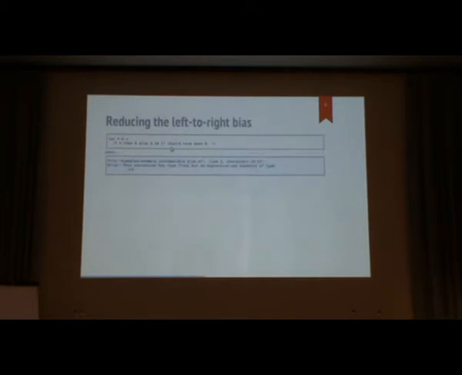Okay, so far we've looked at very simple things. All of that is implemented in just less than 100 lines of changes to the type checker. Now I'm going to show you something a bit more challenging, which is trying to address something called the left to right bias in the type checker.